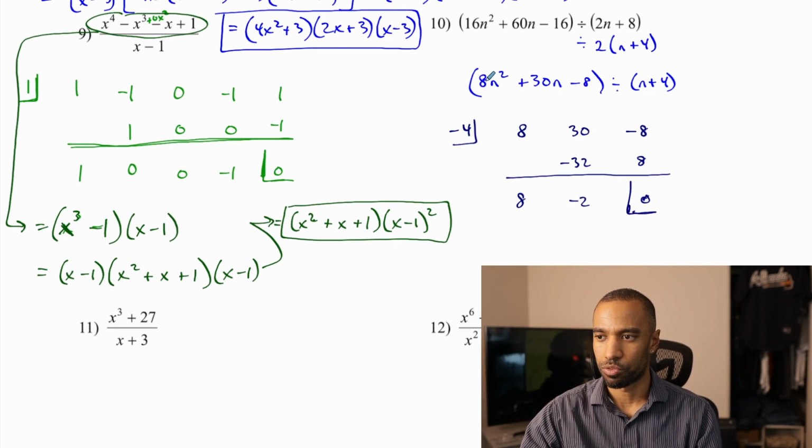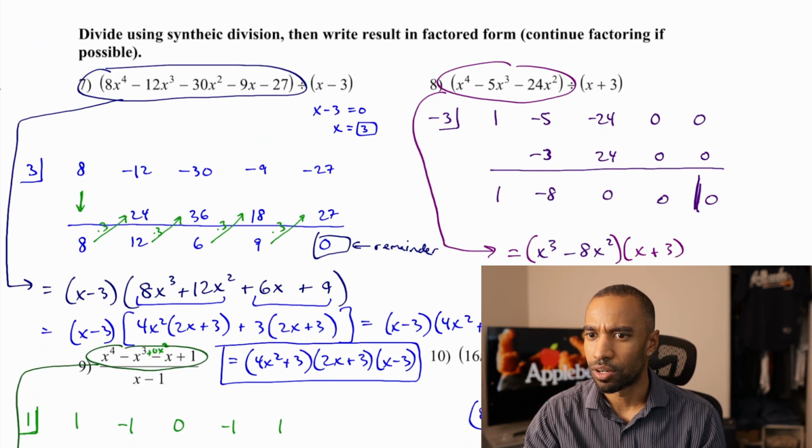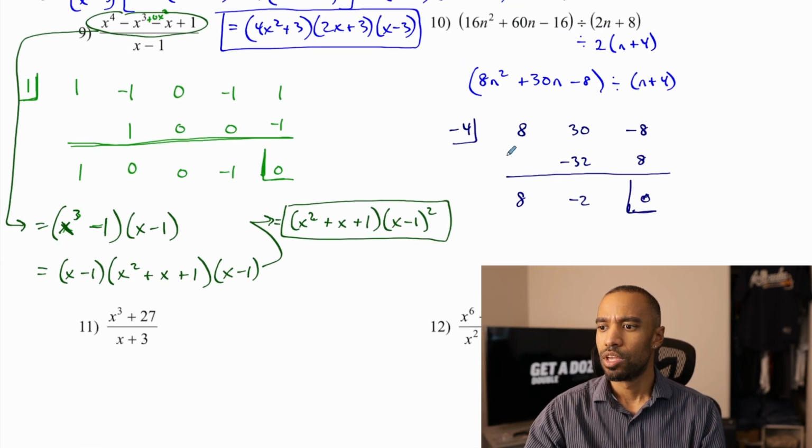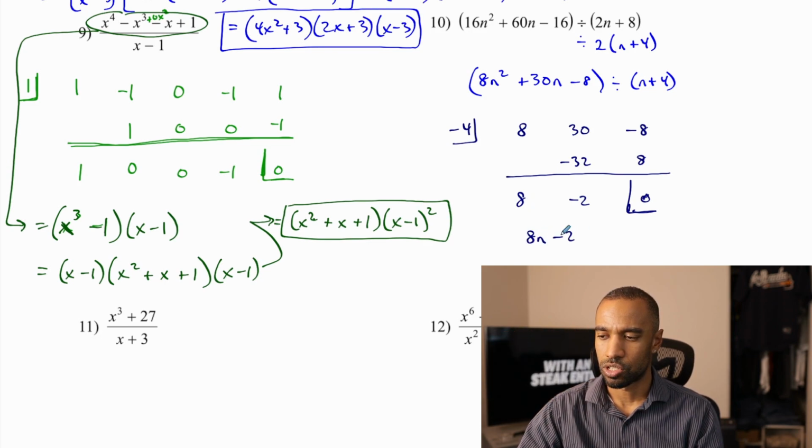And this goes from a quadratic to a linear. Let me make sure I've been doing the variables correctly here. X's, X's. Okay, all these were X's here. So now here's an n. So this is the linear. This is 8n, and then minus 2.